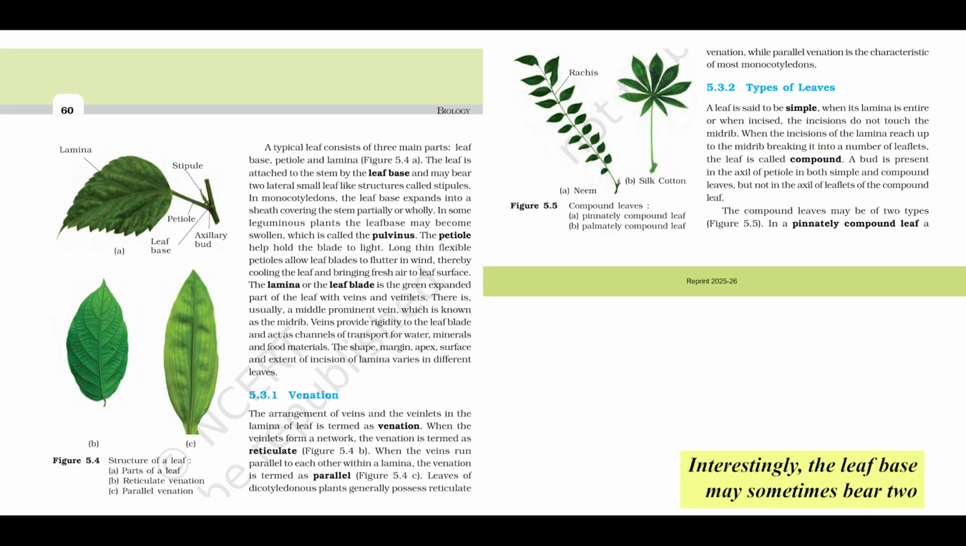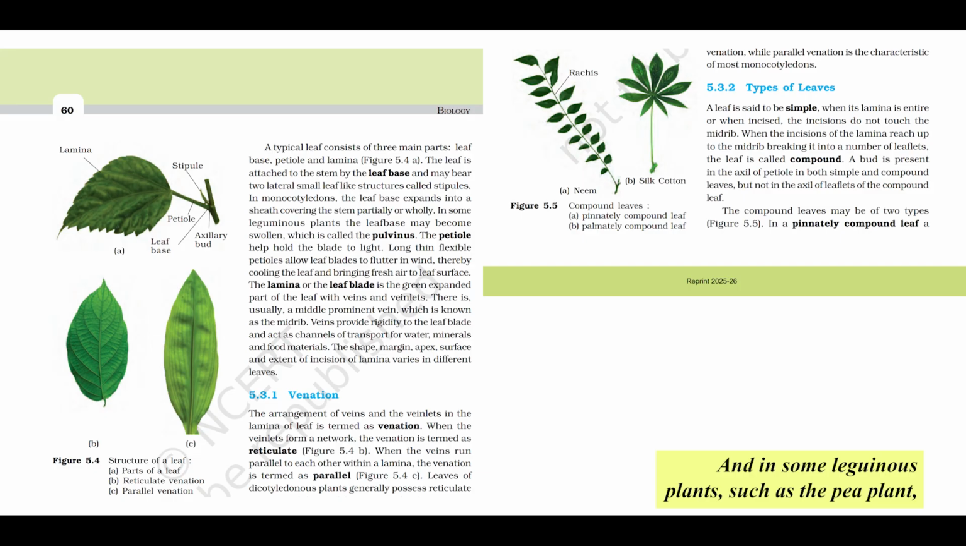Interestingly, the leaf base may sometimes bear two small lateral leaf-like structures called stipules. While not all leaves have them, their presence or absence is a key identifying feature for certain plant groups. Stipules. Okay, small leaf-like things at the base. Correct. In monocotyledonous plants, like grasses, a common adaptation is for the leaf base to expand into a sheath, which partially or even wholly covers the stem, providing additional support and protection.